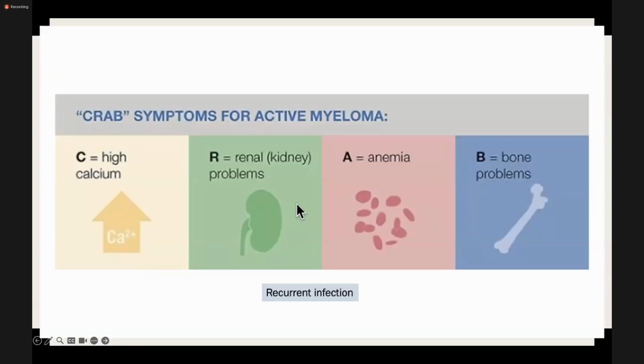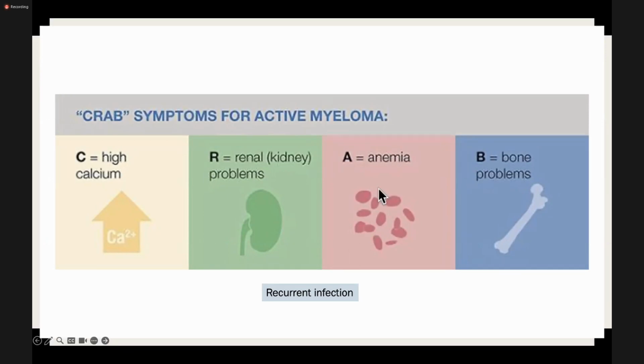So there's a mnemonic called CRAB. Make sure you remember this. CRAB is the way you diagnose multiple myeloma. C is increased calcium. Remember, their bone is being broken down, so they produce so much calcium. So you have increased calcium. The next one is R, renal disease. Why renal disease? The Bence-Jones, right? The light chain that's ending up in the kidney.